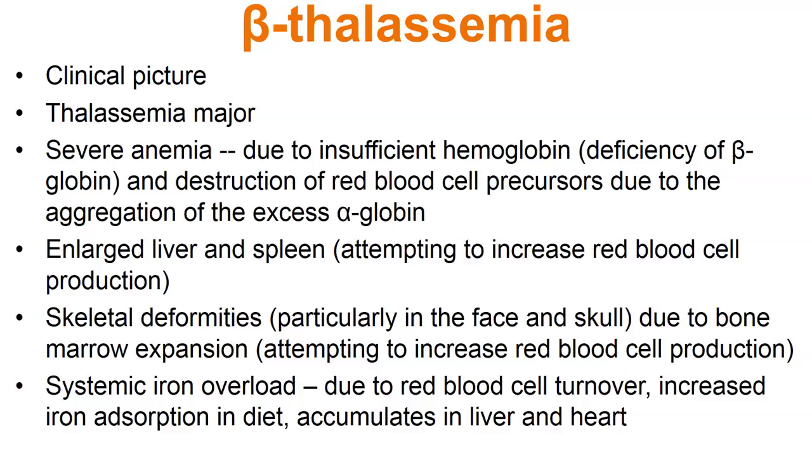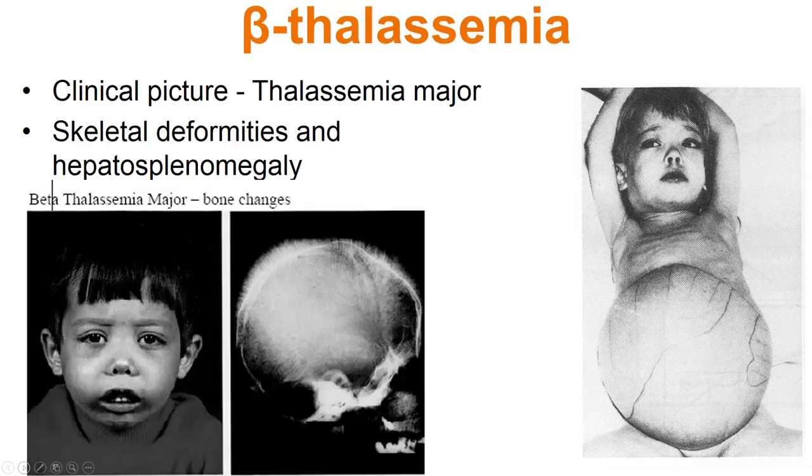And you'll talk about iron absorption later on if you haven't already. But it's going to react by trying to get more and more. So it's actually going to start accumulating iron, and you get systemic iron overload. So it accumulates in the liver and heart. So that's also a symptom of thalassemia major.